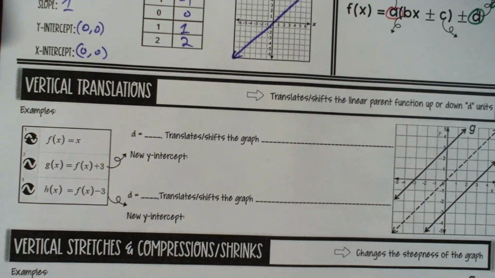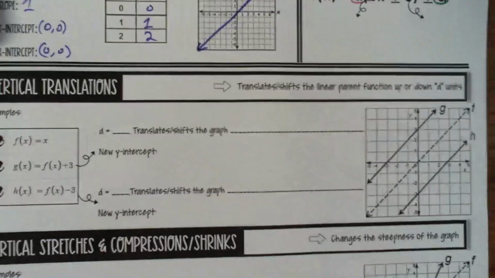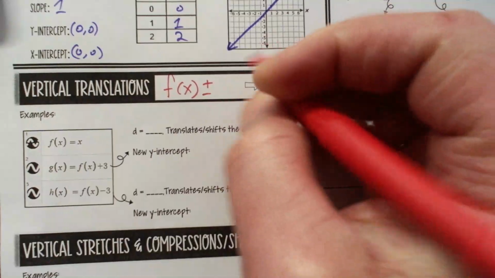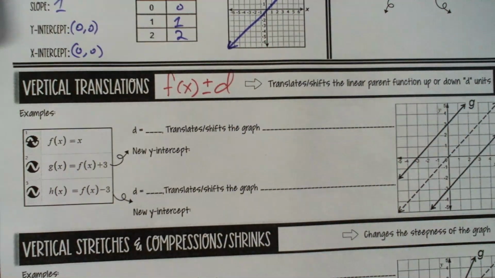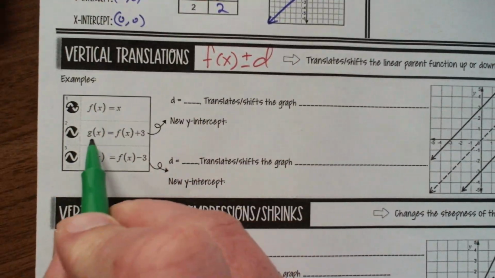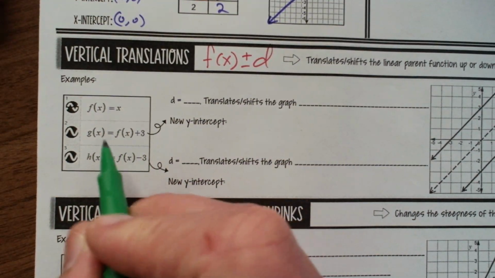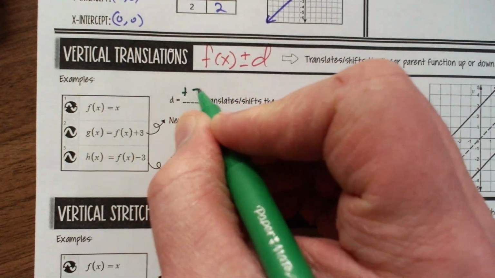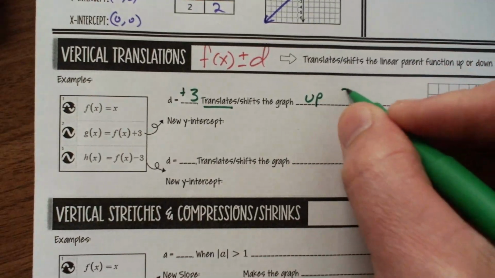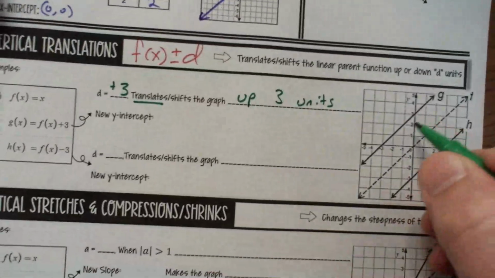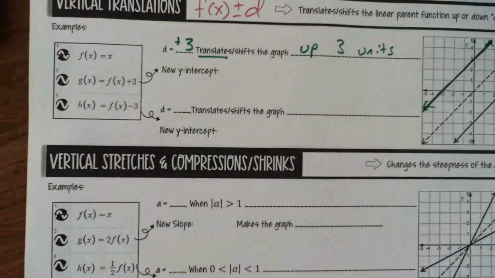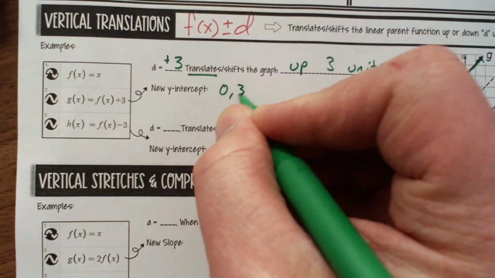In a vertical translation, we're going to take our function, f of x, and we are either going to add something to it or subtract something from it. So if we graph f of x equals x, then graph g of x equals f of x plus 3, our d value is positive 3. It's going to translate or shift the graph up 3 units to make this new graph, g of x. And the new y-intercept becomes (0, 3).